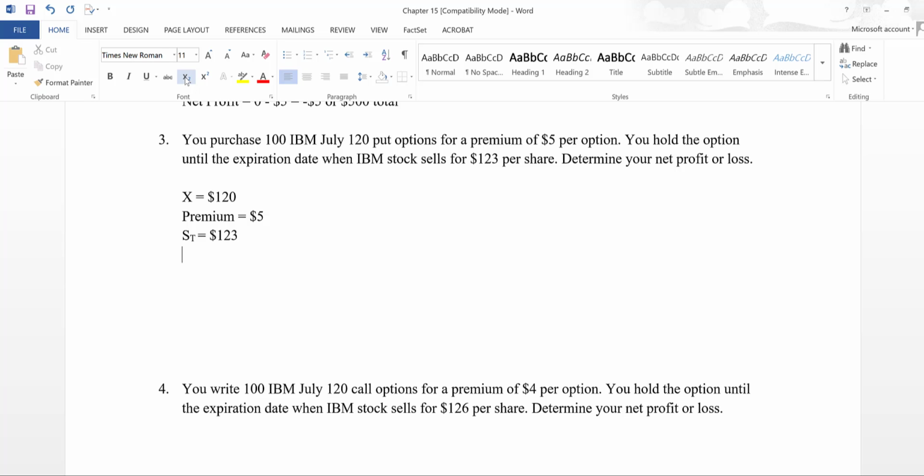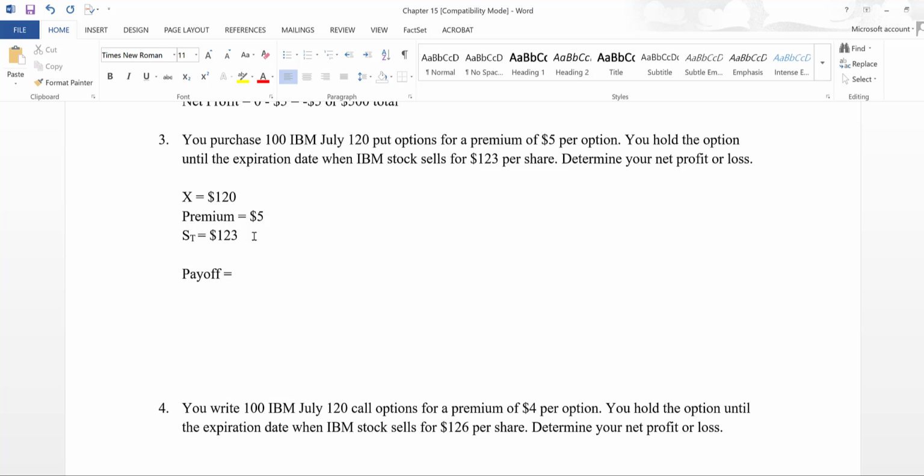All right, and you have to compute your net gain or loss. So first we'll again determine the payoff. This is a put option. Pay attention to the wording of the question. Sometimes you are buying a call option, sometimes it's a put option, sometimes you are actually buying the option, sometimes you might be writing the option or selling the option. Make sure you pay attention to the details there.